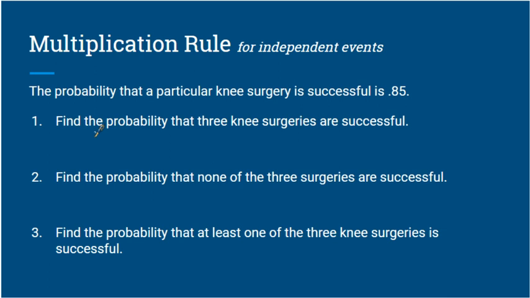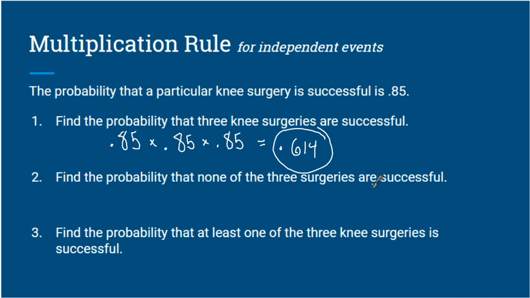Well, the probability of the first one being successful is 0.85. All right, the probability of the second one being successful is still 0.85. And the third one is still 0.85 because these are 3 different people, so their probability of success is all 0.85. And we multiply those out, 0.85 3 times, and I get 0.614. So there's about a 61% chance that all 3 surgeries would be successful.